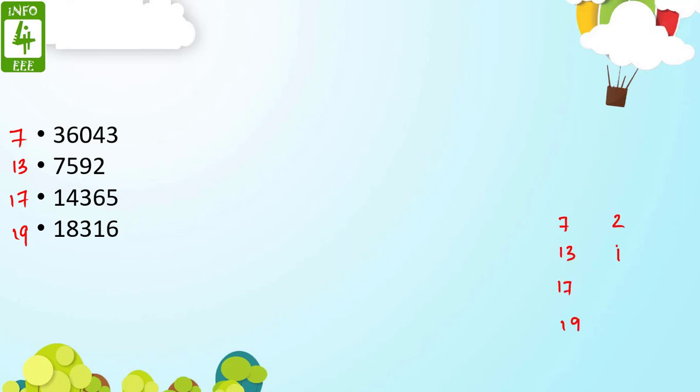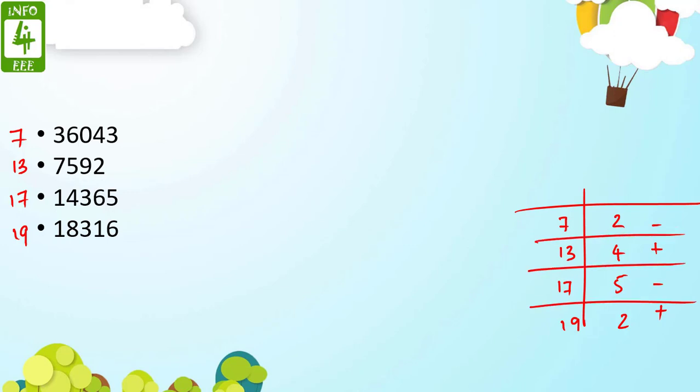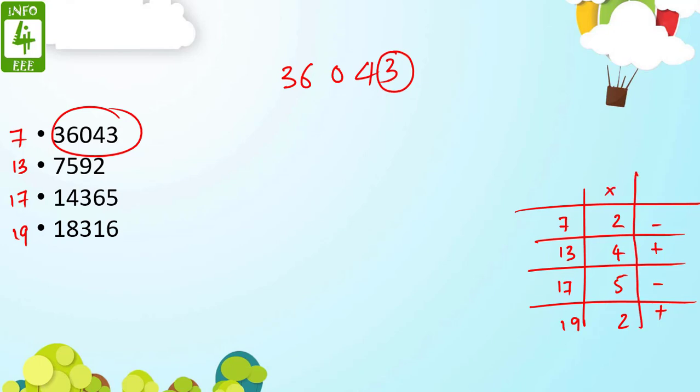So it was 2, 4, 5, 2, minus plus minus plus, right? So what we need to do now, let's try for this number. Is this number divisible by 7 or not? Take the last digit, multiply it with 2, so 3 twos are 6, and subtract from the remaining digits. So double this number and subtract it, right?